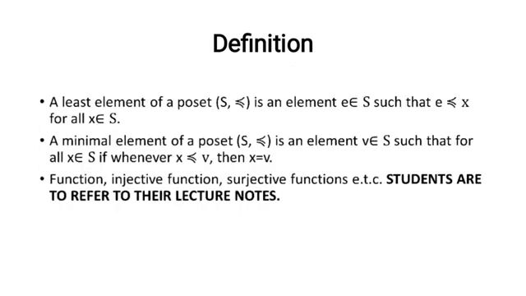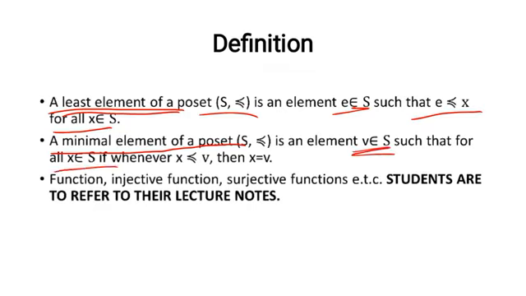Okay, the next definition you need to know is what we call the least element. We defined the greatest element earlier on, and we also defined the maximal element. So the least element is almost similar. The least element of a poset is an element E in S, such that E precedes X for all X in S. And for the minimal element of a poset, we say it is an element V in S, such that for all X, whenever X precedes V, then X is equal to V. Again, you need to know these definitions by heart.